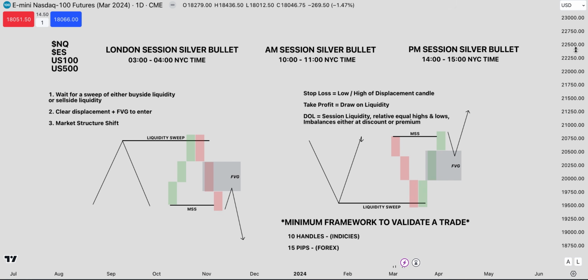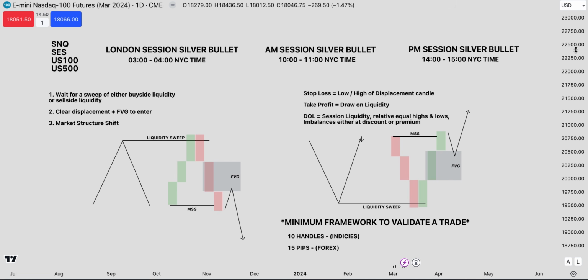Now your drawn liquidity can be anything from session liquidity, so this can be either your London lows or London highs. Another drawn liquidity could be relative equal highs or relative equal lows. These tend to usually act as a magnet in the market. When you see equal highs or equal lows, those levels will not stay like that for a long time, okay? So be sure to mark those out. Another drawn liquidity could be imbalances or inefficiencies either at a discount or in a premium. Okay, so if you have an inefficiency below a sell side liquidity level that's in a discount, this could be a very good drawn liquidity.